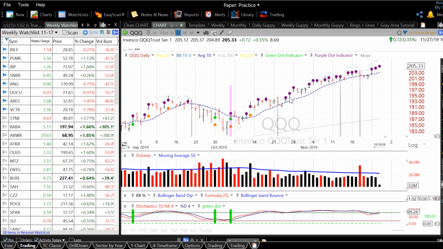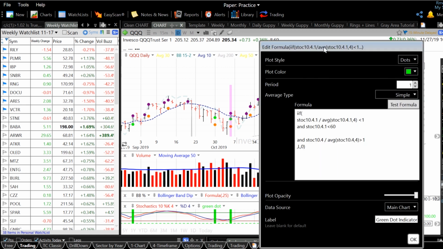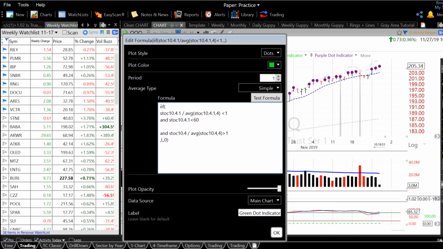So next I want to talk about the green dot indicator, which is the green dot on my charts and also the green bars on my stochastic. And looking at the code real quick, basically the conditions that need to be satisfied is that the stochastic has to be crossing above its 4-day moving average. So here this is checking that the 10-4 stochastic 1 bar ago was less than the 4-day moving average, and this is checking that now it's above it. So basically it's crossed over, and I'll show this graphically in just a second. But looking at the final condition, this crossover needs to occur when the 10-4 stochastic is less than 60, and this makes sure that the stock is oversold.